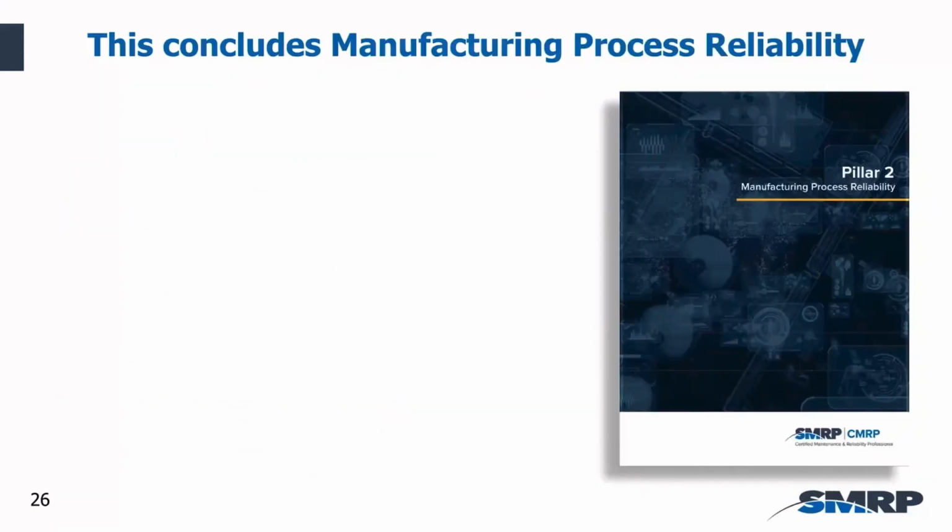So this concludes the manufacturing process reliability, Pillar 2 discussion. I'll go back and recap here. So remember, we talked about where Pillar 2 fits, and remember that triangle diagram between the marketing strategy, manufacturing strategy, and operating plan. And what we're really talking about for manufacturing process reliability is the bottom two areas, the manufacturing strategy and the operating plan.